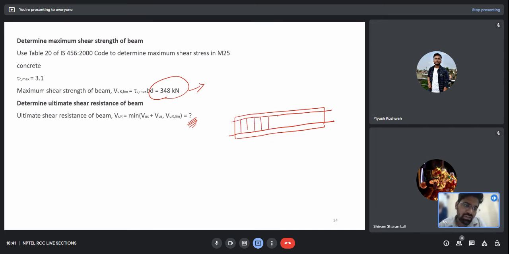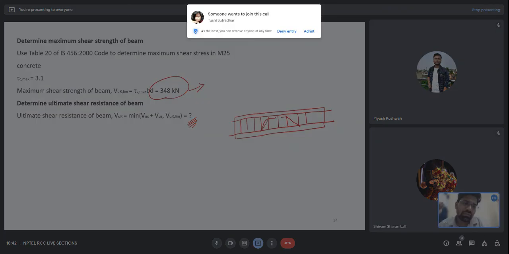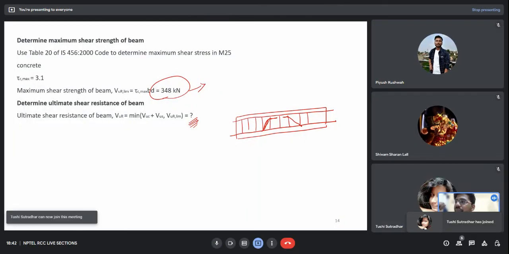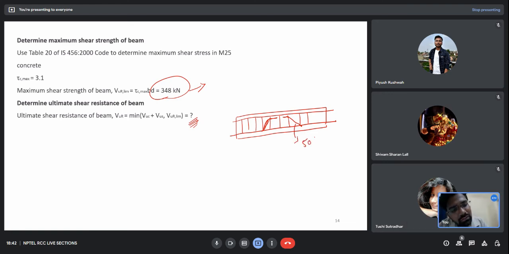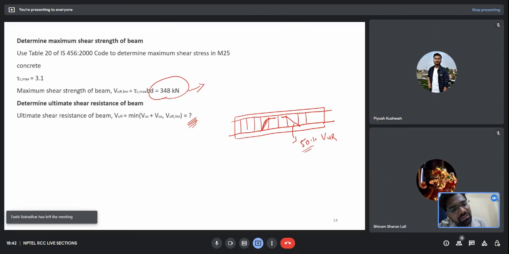These are the vertical stirrups, and bent up bars we provide in this form. For the design of our beam, for the bent up bars, what should I take care of? This bent up bar should not take more than 50% of the shear. Even if these bent up bars are taking more than 50%, what will I do? I will restrict the shear resisted by these bent up bars to 50%, and I will provide the vertical stirrups for the remaining 50% of VUR.